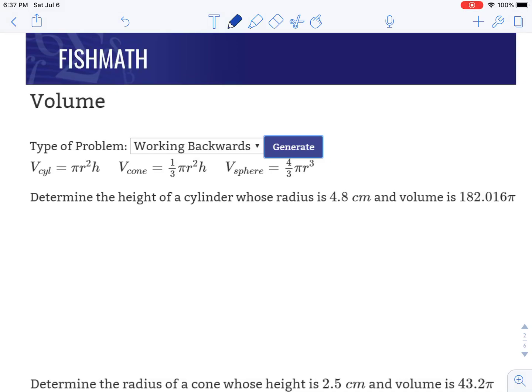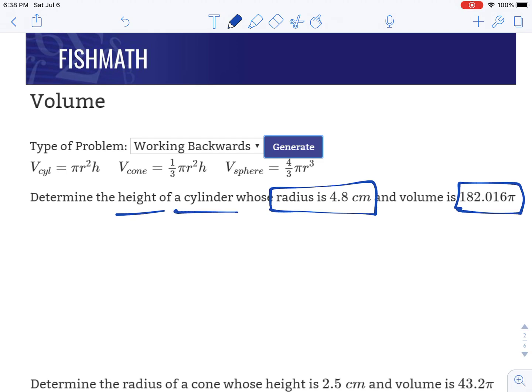Hi everyone. In this video we're going to look at how to do working backwards with volume. If we're given a volume here and we're given some other information like the radius, can we find a missing measurement like the height of a cylinder? And we're definitely going to be able to do this, of course.